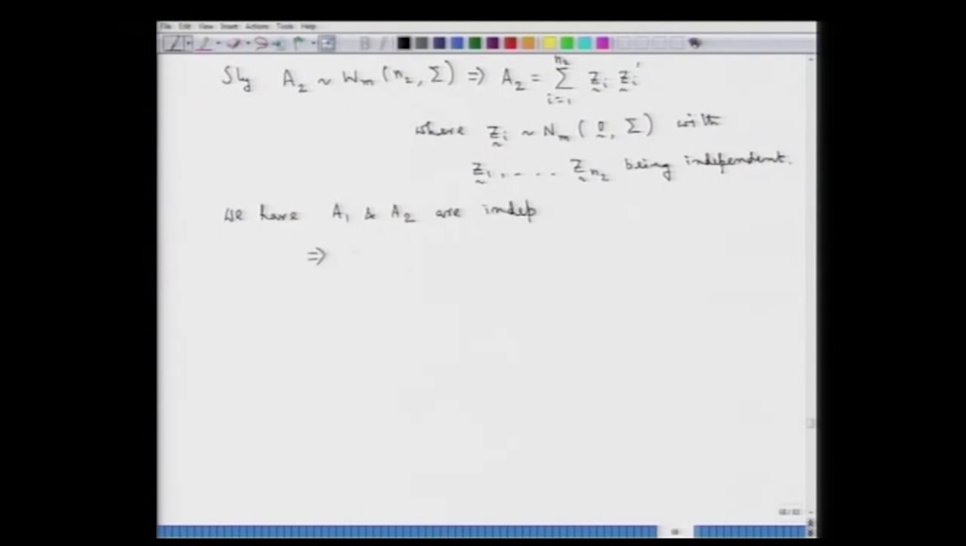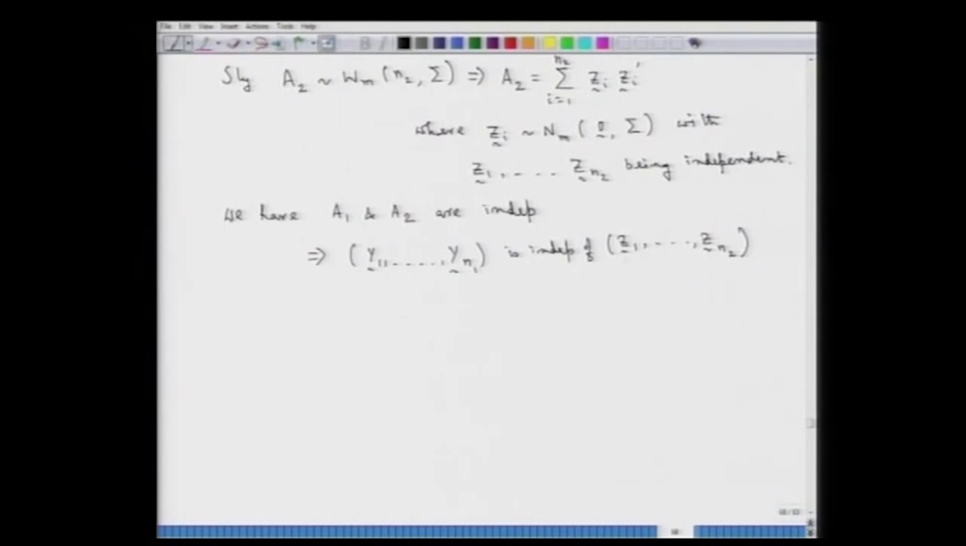So, this would imply that this set y1, y2, yn1 is independent of the other set of random variables which make up this A2. Why is this? Because A1 is given through these n1 random vectors y1, y2, yn1, and A2 is given by this set of random vectors z1, z2, zn2, and since A1 and A2 are independent, this set of multivariate random vectors is independent of the other set z1, z2, zn2.